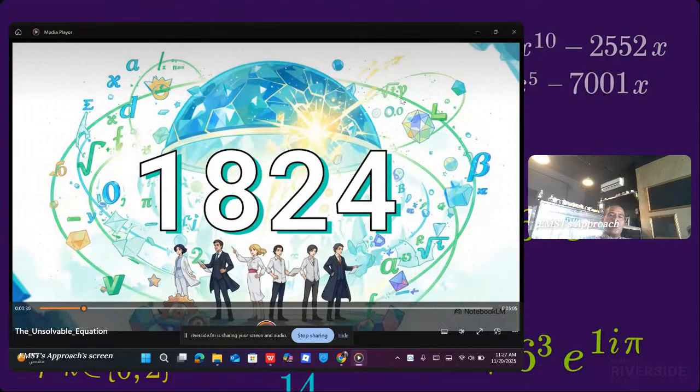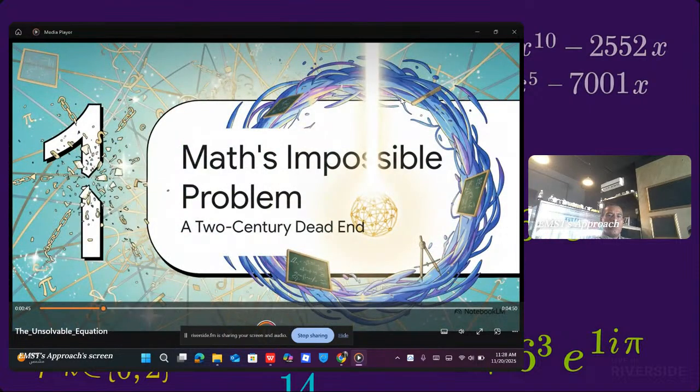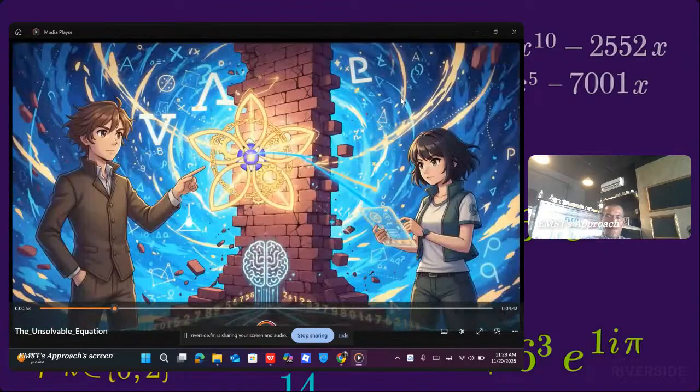Okay, so our story kicks off all the way back in 1824. And for pretty much 2 centuries, a mathematical limit that was set in that year was considered absolute. It basically defined the very edge of what was thought to be possible in algebra. And this led to what a lot of people called math's impossible problem, a dead end that really reshaped the entire field.